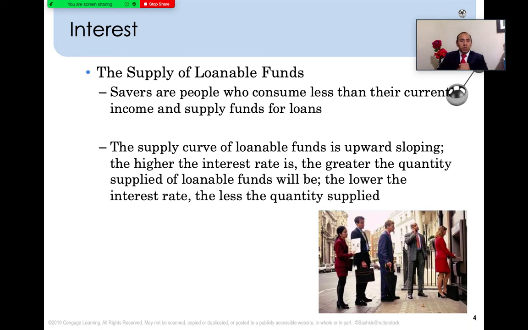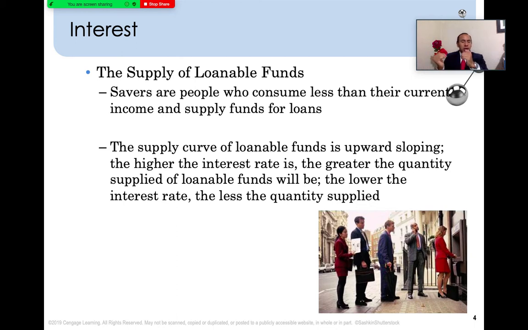So we have the supply of loanable funds, which the majority of the time is upward sloping, because often the higher the interest rate in the market, the greater the quantity supplied of loanable funds that savers are willing to offer, since they're getting a potential interest return on their savings. The lower the interest rate, the less willing people are to supply loanable funds. So there is a positive relationship between interest rates and loanable funds. The greater the interest rate, the greater the quantity supplied of loanable funds, and vice versa.